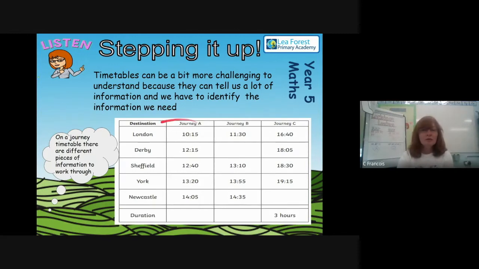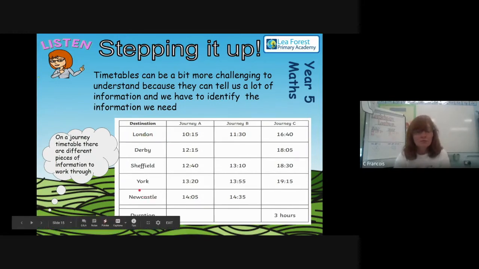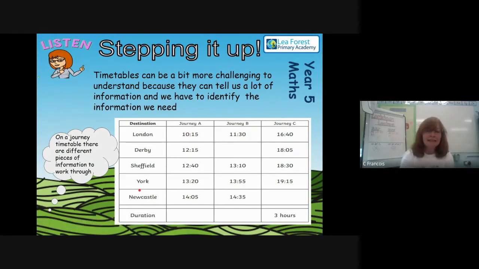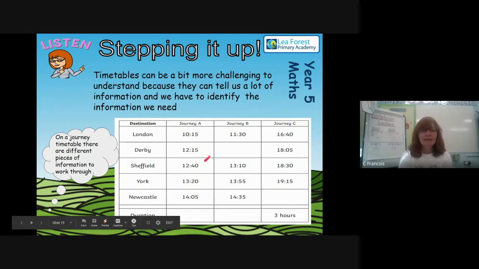So we've got where, because you might be in Derby and want to get to Newcastle. You might be in Sheffield and want to get to London. You might be in London and want to get to York. It just depends where your journey is taking you, okay? And the time of each train.